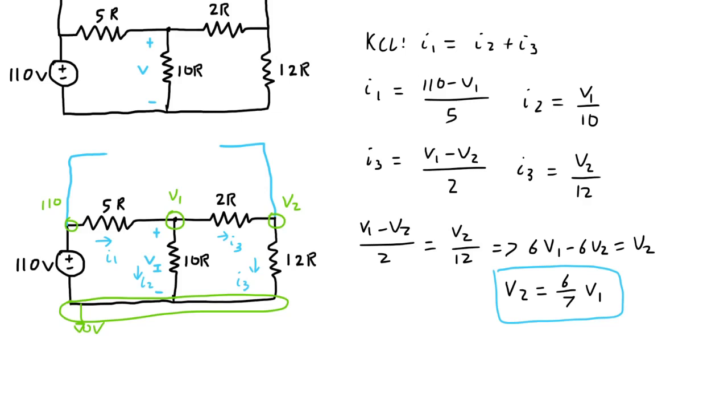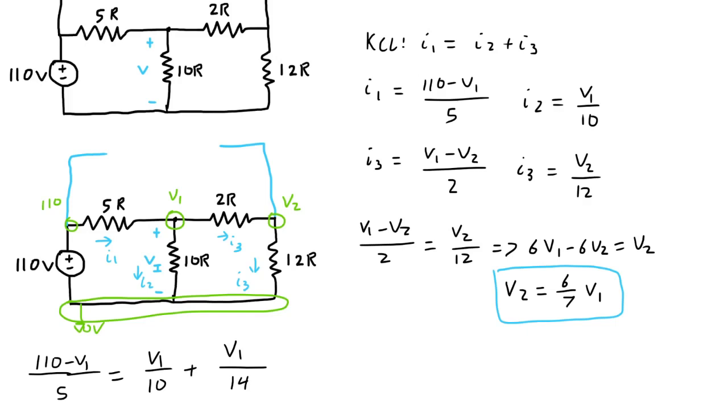We're going to plug that into the first KCL. So 110, we move it over. 110 minus V1 over 5 equals V1 over 10 plus V1 minus V2, so 1/7. So I'm going to put the 7 in the denominator. 7 times 2 is 14. And go ahead and solve for this whole thing.